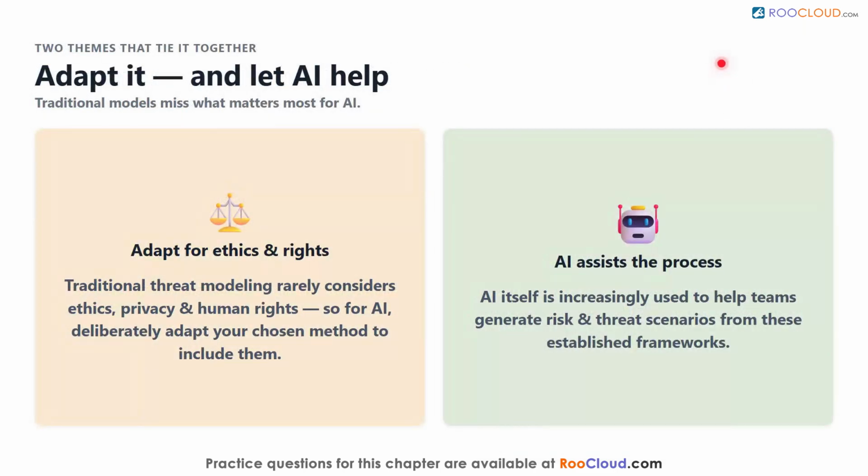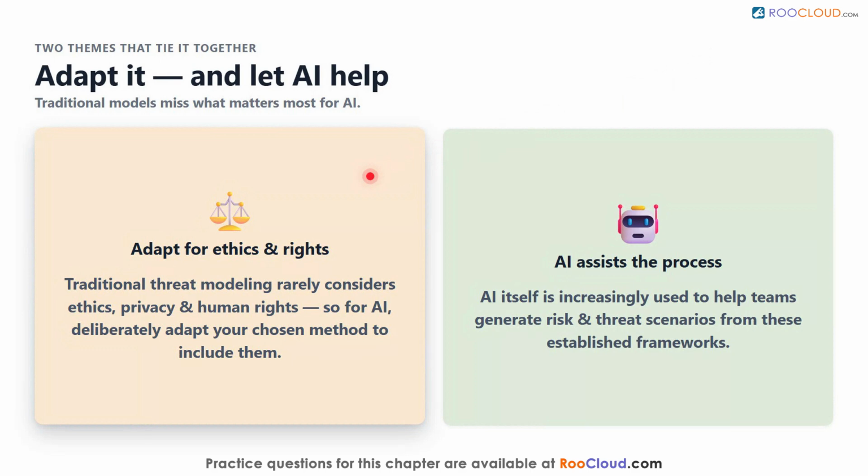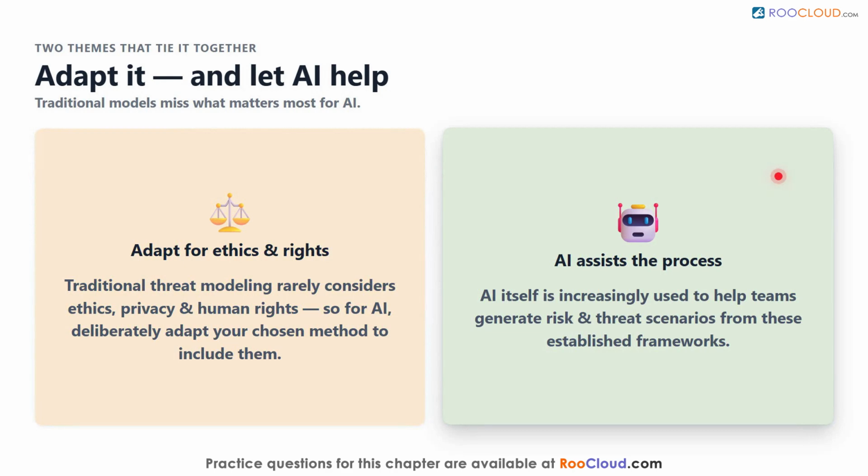2 themes tie this together. First, traditional threat modeling rarely considers ethics, privacy, and human rights, so for AI you must deliberately adapt your chosen method to include them. And second, AI itself is increasingly used to assist the threat modeling process, with tools that help teams generate risk and threat scenarios from these established frameworks.